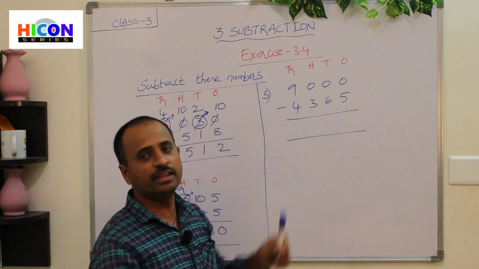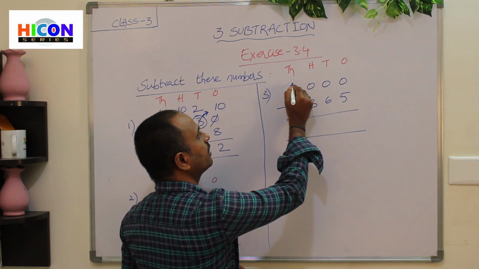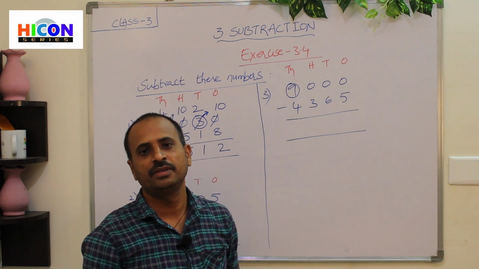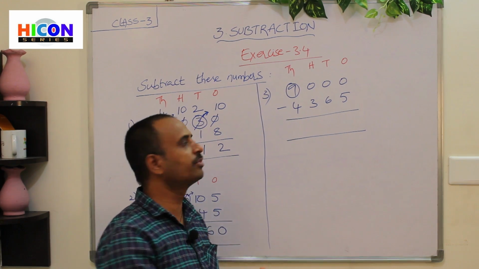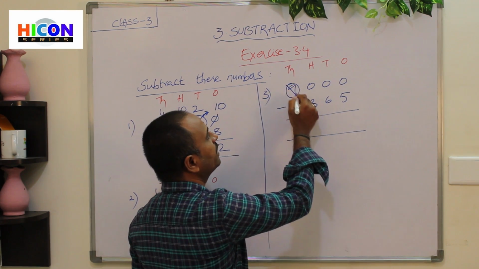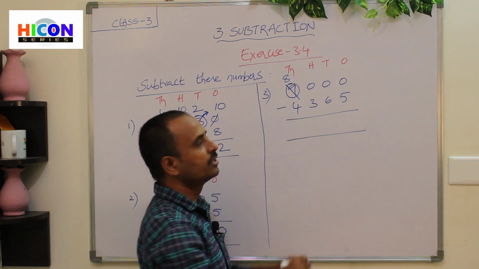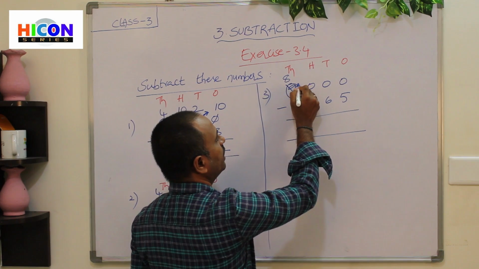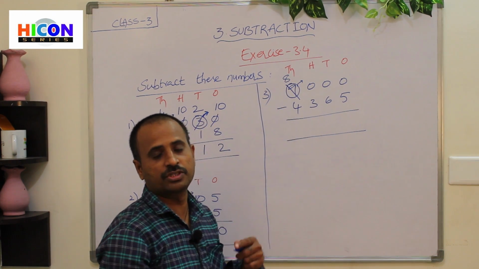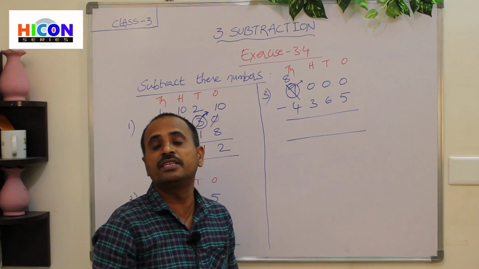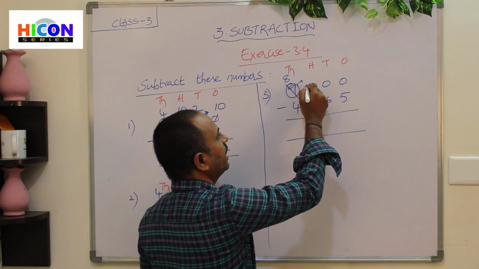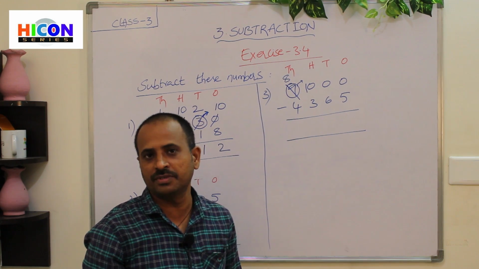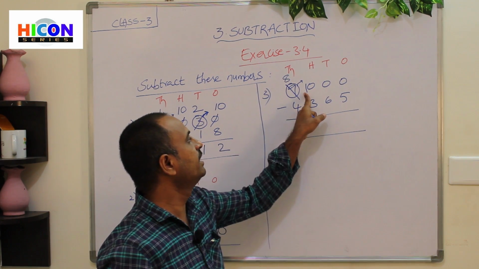So there are 9 thousands here. And borrow 1000 from 9 thousands. If you borrow 1000 from 9 thousands, how many thousands will be there? Remaining 8 thousands will be there. So write 8 there. And carry that 1000 to the hundreds place. If you carry 1000 to the hundreds place, then how many hundreds will it become? It will become 10 hundreds. So write 10 here. 1000 becomes 10 hundreds.